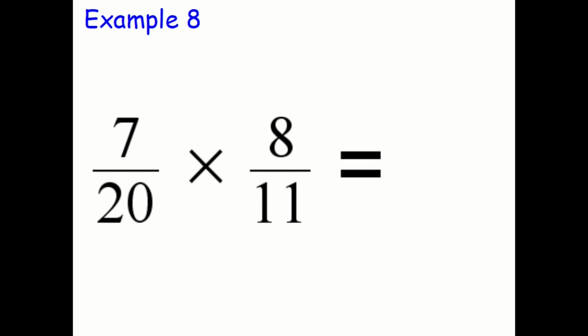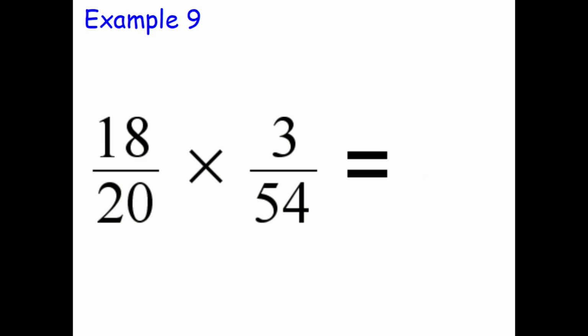Okay, what about this one? Well, instead of doing 20 multiplied by 11, I'm going to try and make this easier for myself. I can see that 4 will go into both of these numbers. So 4 goes into 8 twice, and 4 goes into 20 5 times. And that just makes it a little bit nicer for me. So now I can just do 7 times by 2, which is 14. And 5 multiplied by 11 is 55. And that won't simplify any further because there are no common factors between 14 and 55 apart from 1.